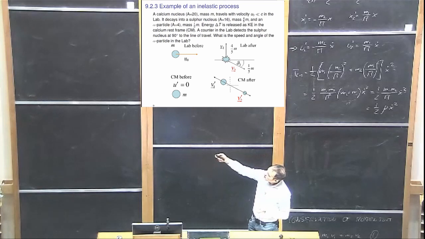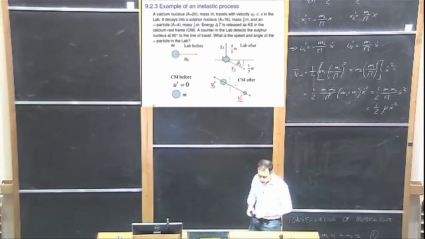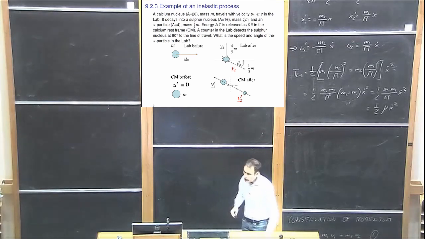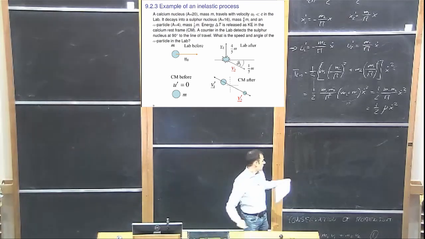In the lab, it decays into a sulfur nucleus, mass 4/5 m, and an alpha particle, mass 1/5 m. Energy delta T is released as kinetic energy in the calcium rest frame, and a counter in the lab detects the sulfur nucleus at 90 degrees to the line of travel. What is the speed and the angle of the alpha particle in the lab? This one, as I said, is important, and let's quickly set the problem up.